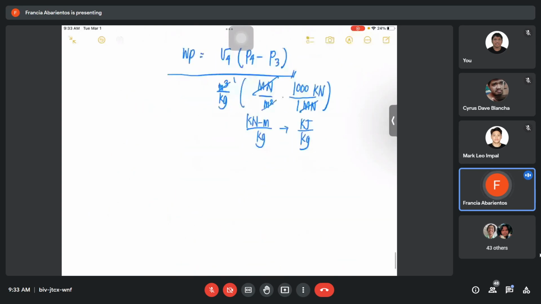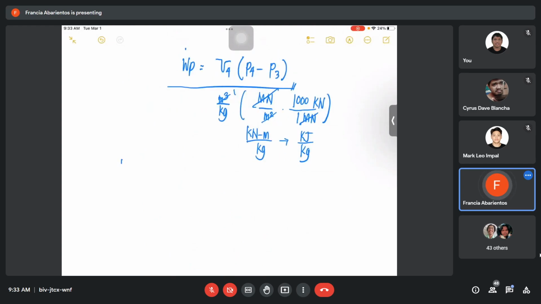And last but not the least, we have now the net cycle work.